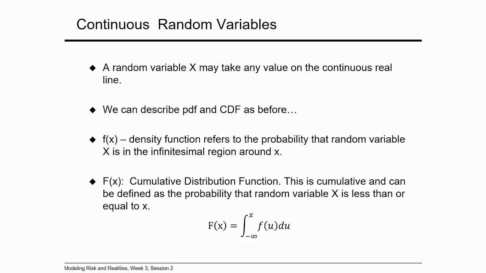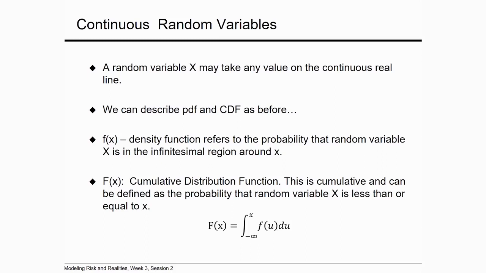We can describe the PDF, the probability density function, and CDF, the cumulative distribution function for a continuous random variable as before, and here are the definitions. We are interested in the random variable big X taking a value near small x. This is the density function. Small f of x, the density function, refers to the probability that the random variable takes a value in the infinitesimal thin region around small x.